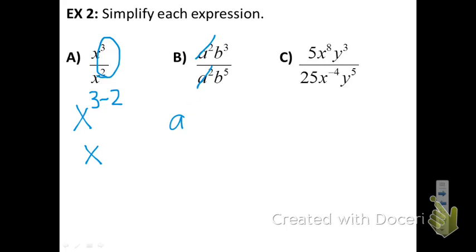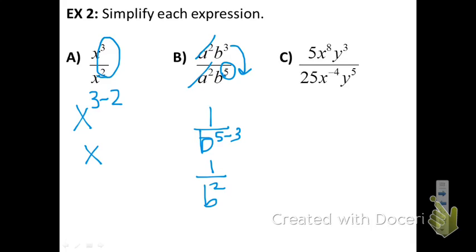So then we're just looking at the b values. We have b to the 3rd over b to the 5th. The 5 is greater on the bottom, so we're going to bring this exponent down and the base. And we get 1 over b to the 5 minus 3, which is 1 over b squared.